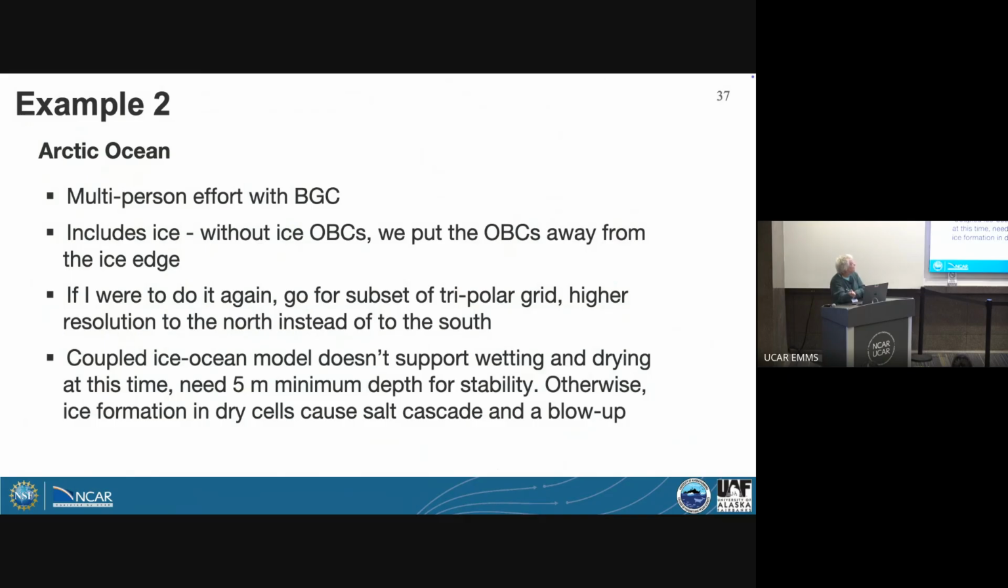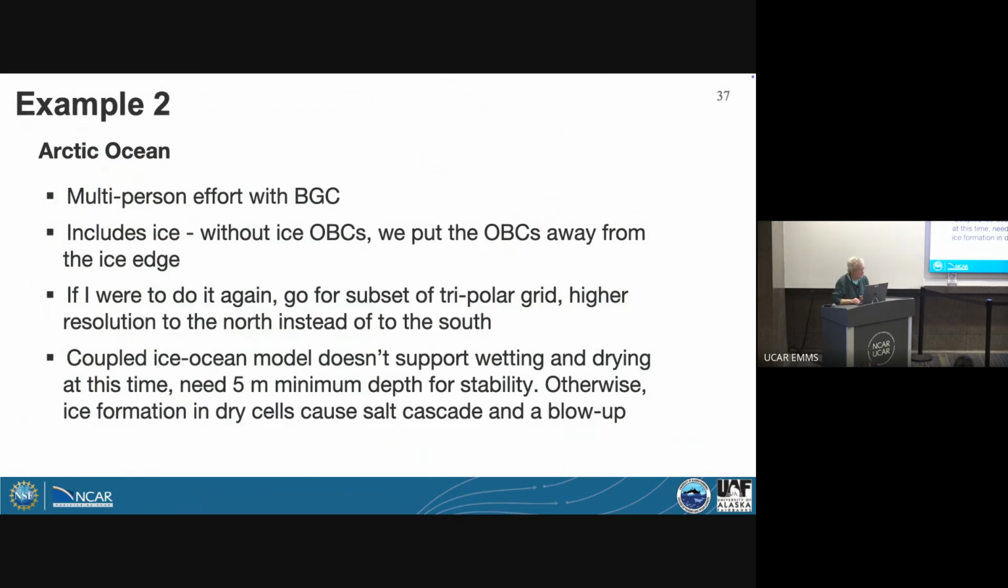Second example is an Arctic domain. And it's a multi-person effort with biogeochemistry. And this is driven by the CEPHI project you should hear about tomorrow. It includes sea ice. And since we don't have ice open boundary conditions, we put the boundaries far enough away that it's not really a concern. And Fred showed the grid we're using at a coarser resolution, but that's the domain we're using.